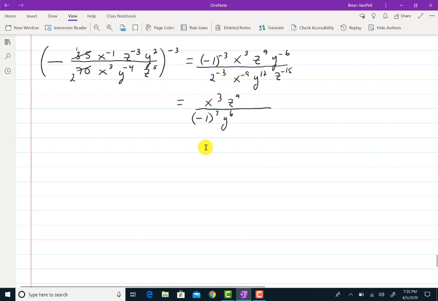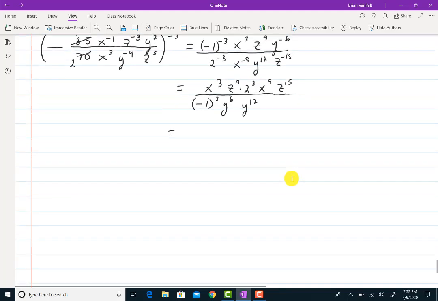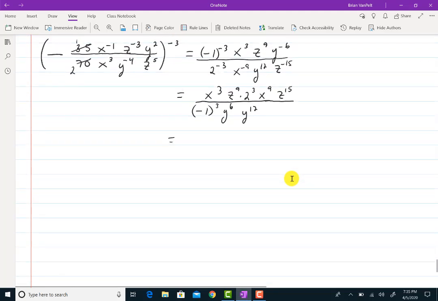Now the 2 to the negative 3 can come up to the numerator and make it a 2 to the third. I'll put a dot to indicate multiplication. The x to the negative 9 can come up to the top and become x to the 9. And then the z to the negative 15 can come up top and become z to the 15. However, we've already got the y to the negative 6. The y to the 12th was already around the denominator. Now let me go ahead and evaluate what I can.